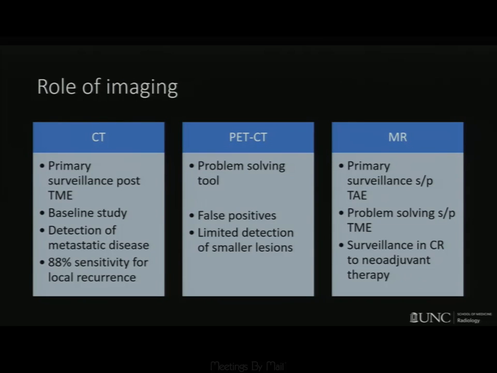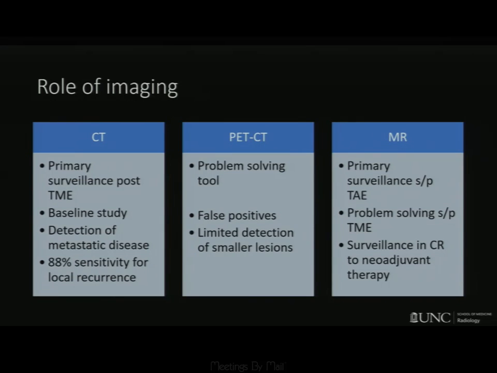So what role does imaging play in these patients? We got a lot of modalities at our disposal. Which ones should we be using? Keep in mind that in addition to any imaging that we're doing, these patients are getting colonoscopies and they're also getting CEAs. So it's not the only way these patients are being surveilled. For those patients who've had a transmesorectal excision, be it an LAR or APR, CT is really going to be your workhorse of surveillance. They usually get a baseline study following their surgery. It's great for detecting metastatic disease, and it's actually pretty sensitive for local recurrence.